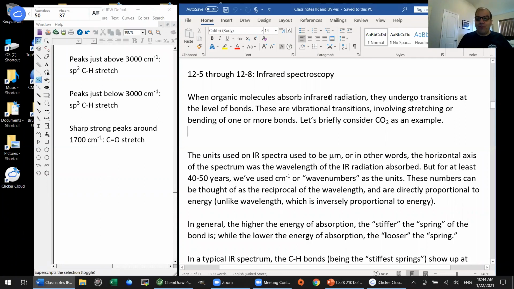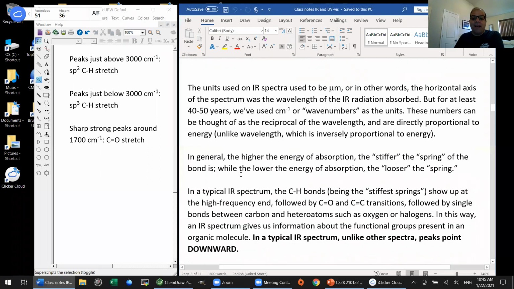So we're reviewing the nature of spectroscopy and what it involves, and we're starting to consider IR spectroscopy, where we're looking at transitions at the level of bonds bending and stretching. Now, in the old days, by old days I mean even before my time, when you looked at an IR spectrum, the horizontal axis was registered in micrometers.